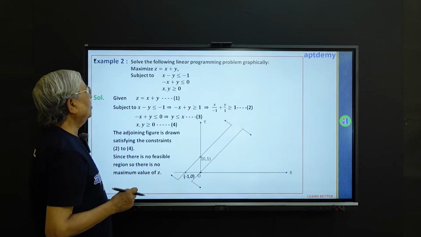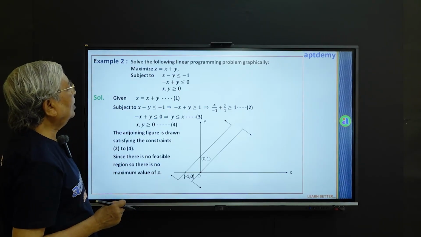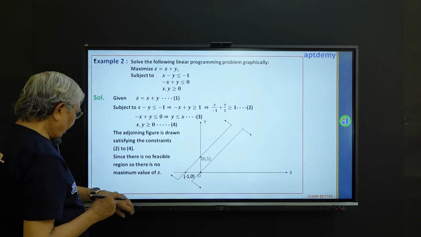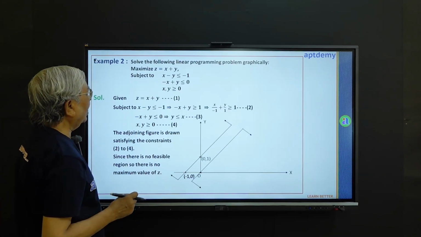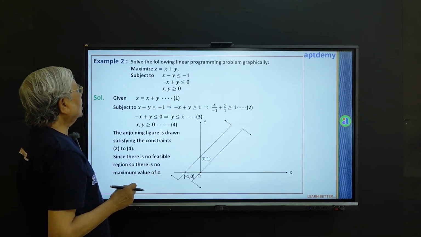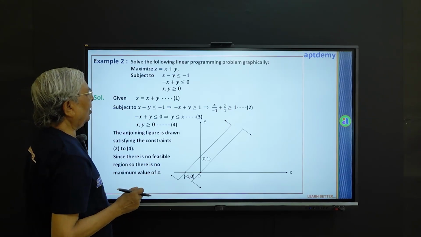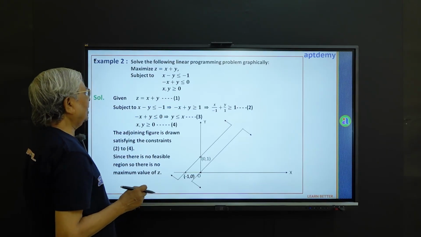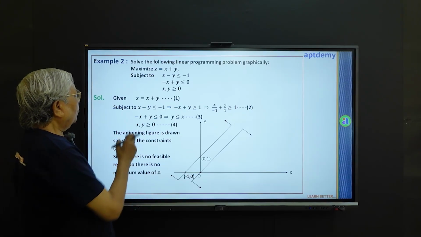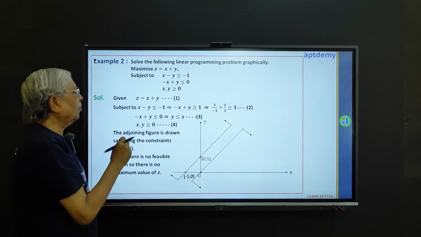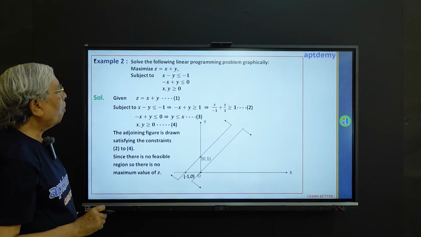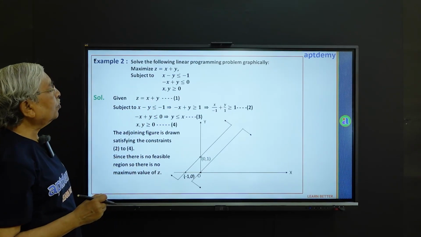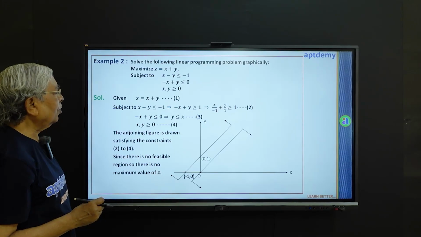Next, come to the next problem. Solve the following linear programming problem graphically. Maximize z equal to x plus y subject to x minus y less or equal to minus 1, minus x plus y less or equal to 0, and x, y greater or equal to 0. So first let us write z equal to x plus y, equation number 1, and the first inequality is x minus y less or equal to minus 1.